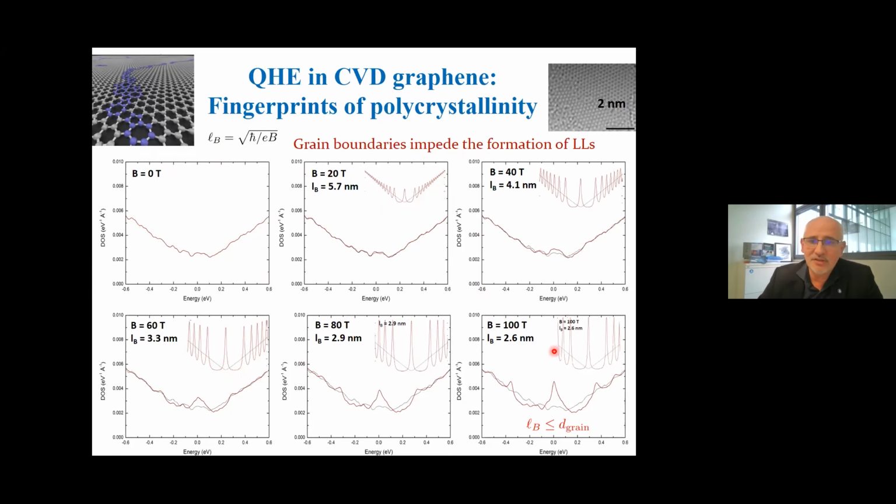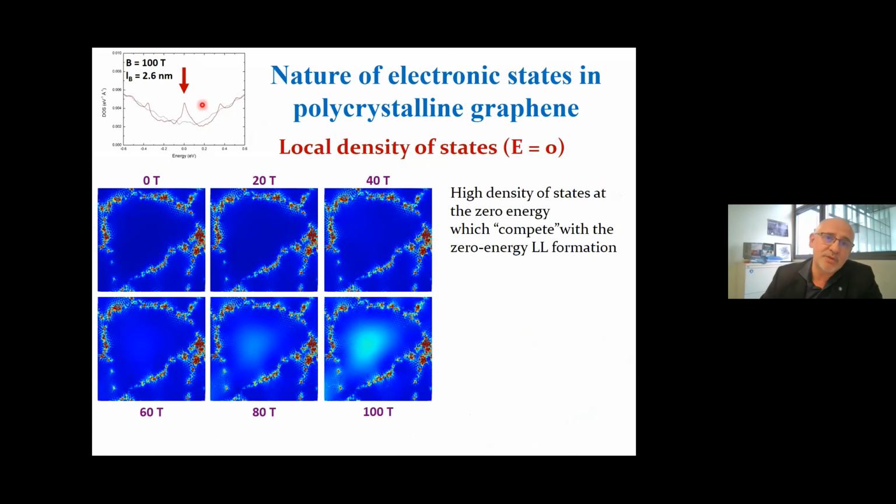So you see that you need to go to extremely large magnetic field in order to get the signature of this zero energy Landau level, and you start to have the other ones. Basically, what is important is that your magnetic length, which is a characteristic length scale for the Landau level, becomes smaller than the average grain size. Because what you see here is, when we project the density of states exactly at the center of this emerging Landau level, the projection of the states is mainly on the grain boundary, and it's very difficult to form inside the grain.